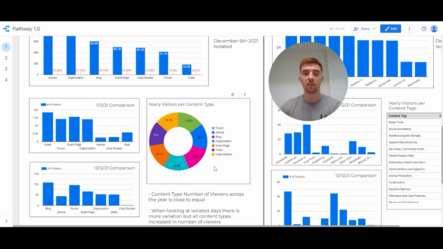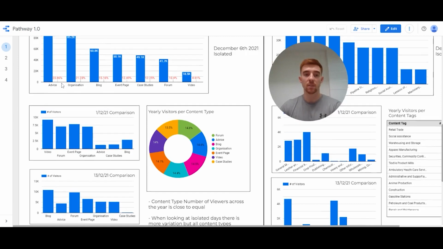We've also decided to have a look at the yearly visitors per content type as well. So I've broken it down to a pie chart because it's important to visualize things in different ways that are appealing for people to look at. You don't just want to overload them with the same amount of information. You've got to take into consideration the kind of data you want to show. So here what I've done, you can see it's a pretty even split across all of them for the yearly visitors.